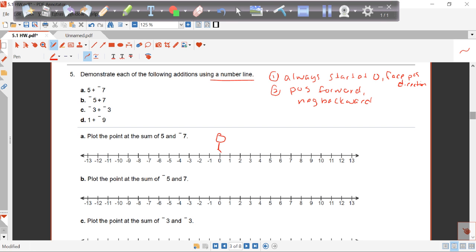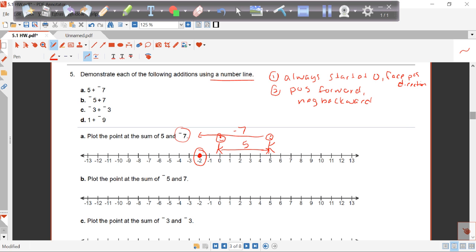I'm going to start here, facing the right. I want to see arrows. So it goes positive 5 and then negative 7. So my little person is still facing the right. So negative 7 means backwards 7. Make sure those numbers are on there, and so we get negative 2. So your answer should have a point on negative 2.